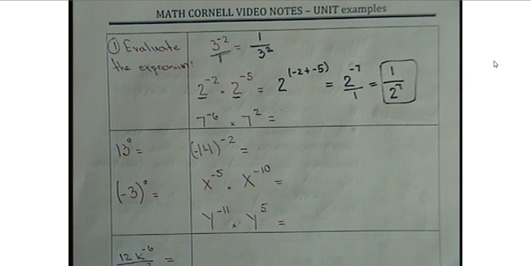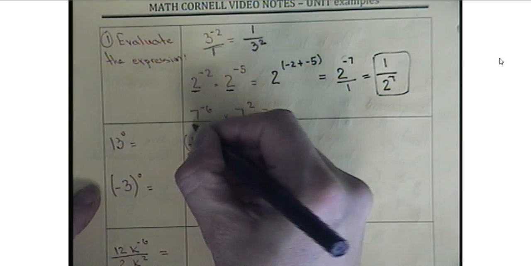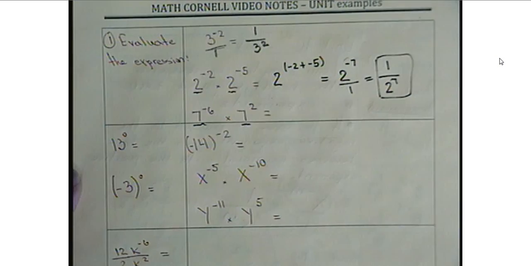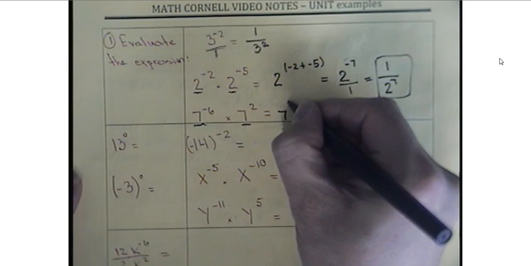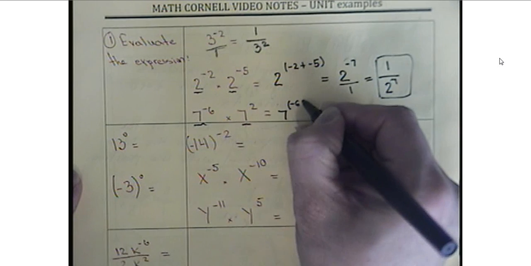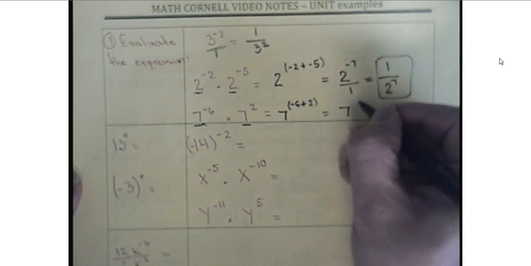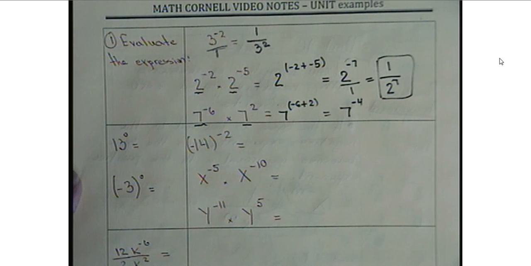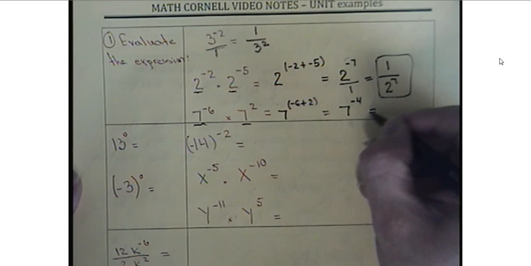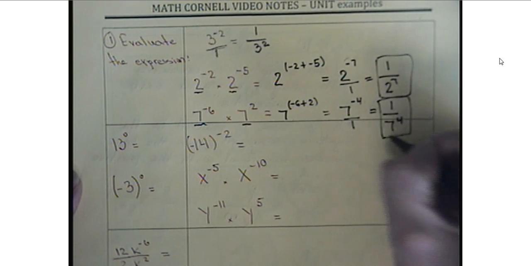Okay, next example. We have 7 to the negative 6 times 7 squared. 7 is the base, and again we add the exponents: negative 6 plus 2. That is equal to 7 to the power of negative 4. Again, we want to change that to a positive. Write down over 1 as the denominator and flip those two numbers. So 1 on the top, 7 with a positive exponent of 4 will be the final answer.